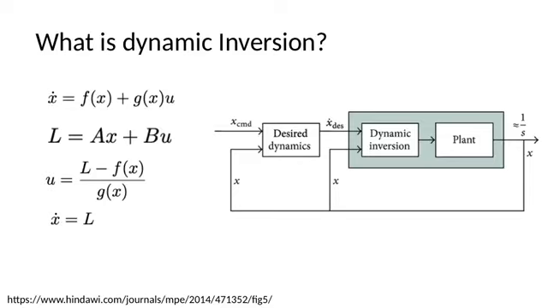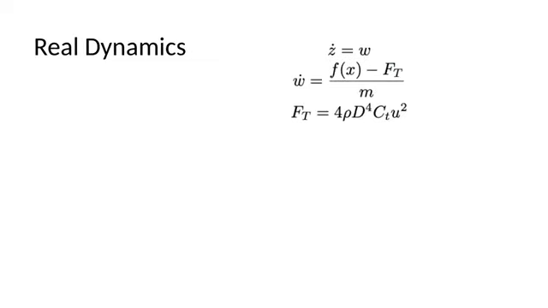The following command u equals (L minus f of x) over g of x uses dynamic inversion in order to transform the model such that x dot now equals our desired L. The following equations describe the UAV's vertical channel dynamics for z, vertical height, and omega, vertical velocity. The state equation for omega dot contains f of x, which describes the nonlinear forces such as gravity and the Coriolis effect. F of t is the force of the thrust provided by the motor speed u.